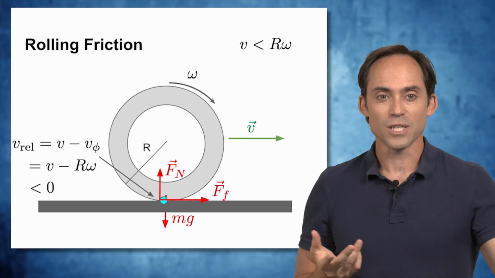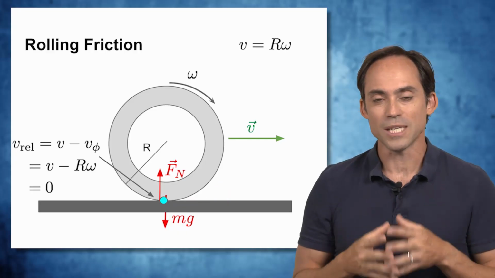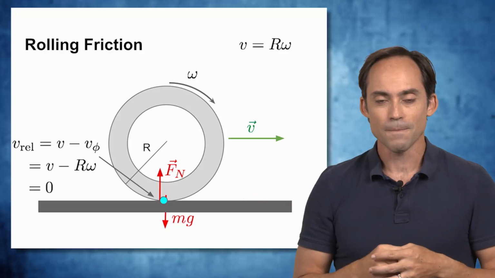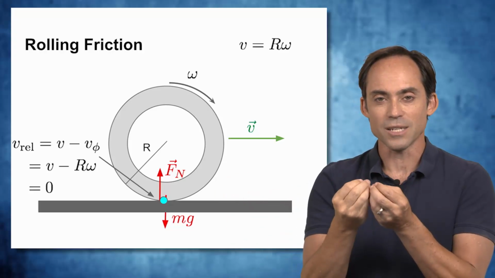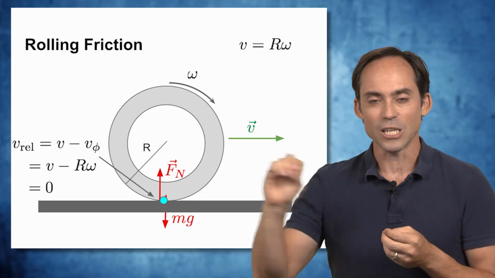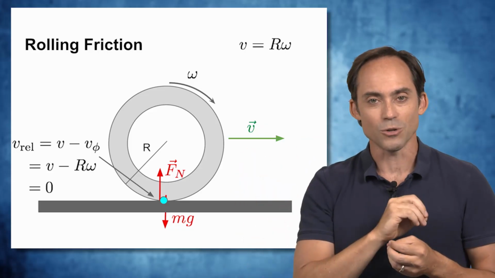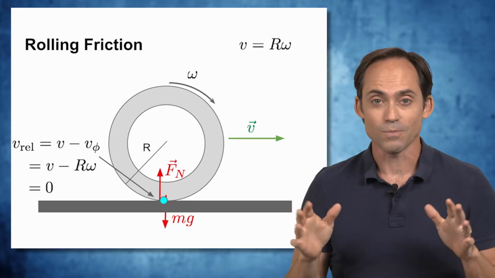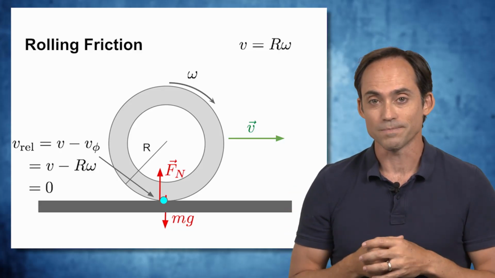And of course the most interesting case is when you have these two terms equal to each other, which would be the case of a wheel just rolling along a flat surface. In that case, at the very point of contact, there's no difference between that linear motion and that rotational motion, and so the total friction force at that point is zero. We call this rolling without friction.